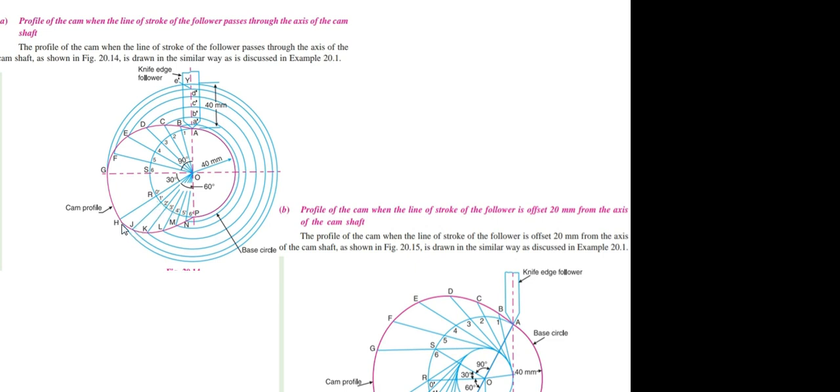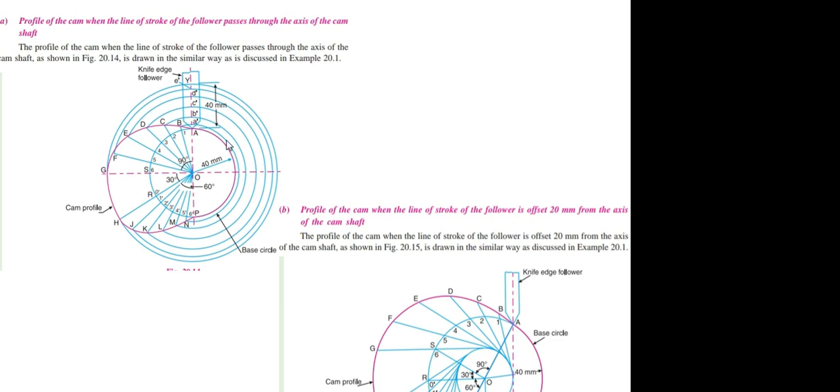Likewise, you will get a number of points like A, B, C, D, E, F, G, H, J, K, L, M, N, and this is P. Passing all these points, draw the smooth curve which will represent the profile of the cam for the required motion of the follower. This is the second profile. This is the profile of the cam according to condition number 2.